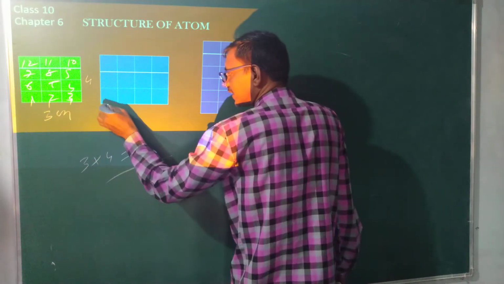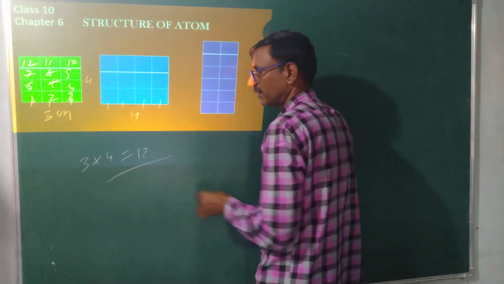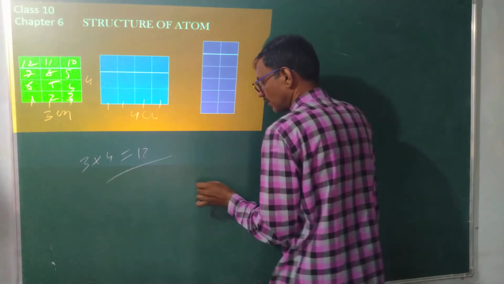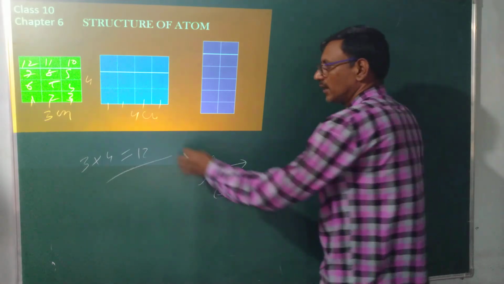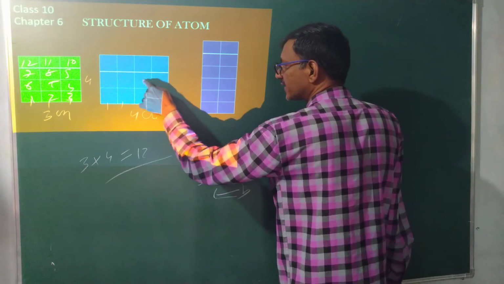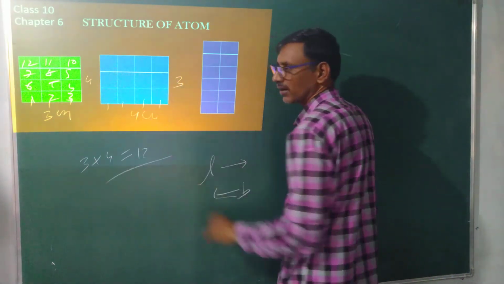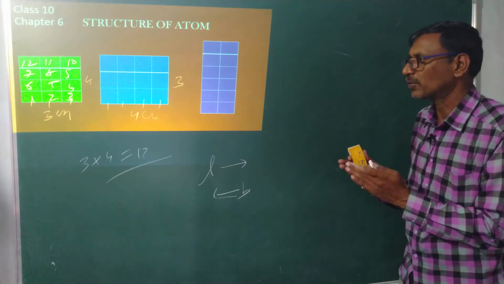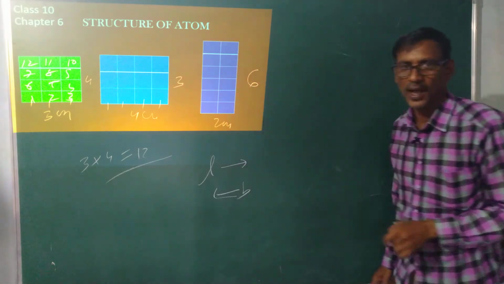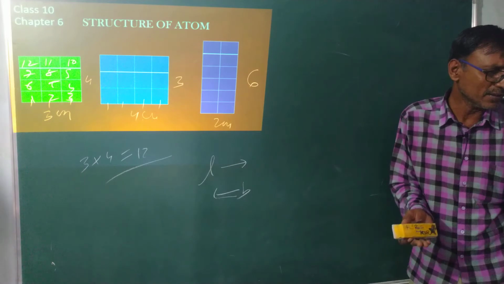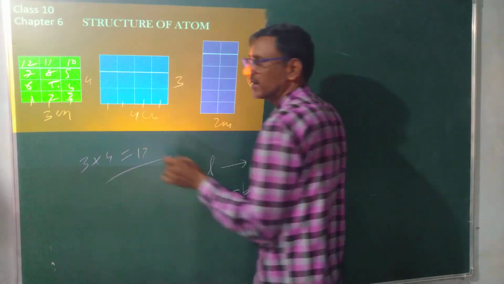Suppose my length increases. How many centimeters are there? 4 centimeters. Breadth decreases. Length increases, breadth decreases. Even then, 12 squares are there, because 3 times 4 is 12. Suppose the length is very small, 1, 2 centimeters. 6 twos are 12. So in a rectangle, length and breadth are inversely proportional to each other. If the area is constant, keep in mind, here and here the area is constant.